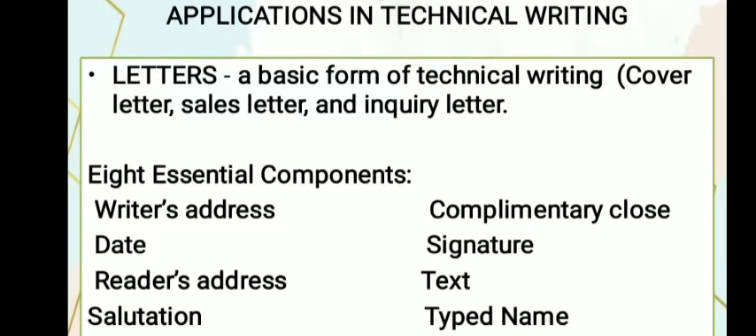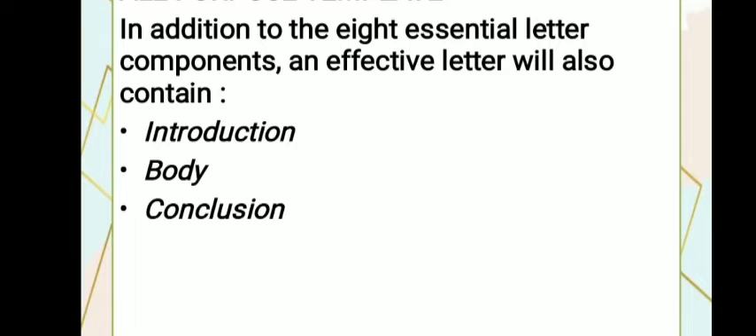Chapter 3, Applications and Technical Writing. First is the letters, which is the basic form of technical writing and has three types. First is the cover letter, second is the sales letter, third is an inquiry letter. So letters have eight essential components, namely writer's address, date, reader's address, salutation, text, complimentary close, signature, and the typed name. Letters also have an all-purpose template, which contains introduction, body, and the conclusion.